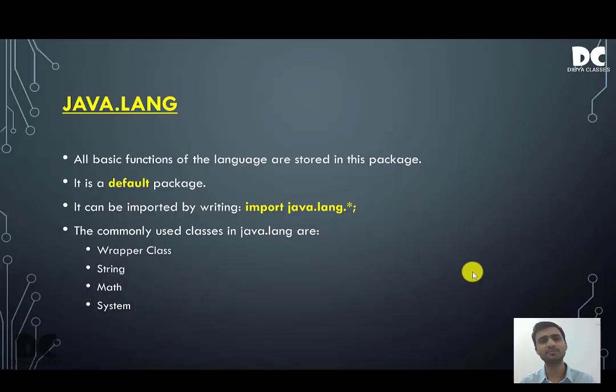So last class we started about java.lang package. It is a default package and all the basic functions like math functions, print functions, these are all present inside this package. So there are many classes under this package, but in ICSE class 10 syllabus we have only four, that is wrapper class, string, math and system. So today we'll start with the wrapper class.